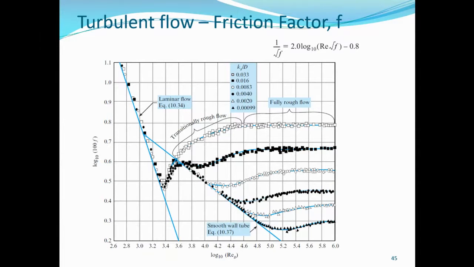And then he came up with this, the log of 100F versus log RE. For laminar flow, they collapse onto this blue line. For smooth wall tube, onto this blue line. Then for transitionally rough flow and for fully rough flow, this is the region. But in whichever case, by varying the relative roughness, you can see 0.03, this, they all collapse on the laminar flow region.